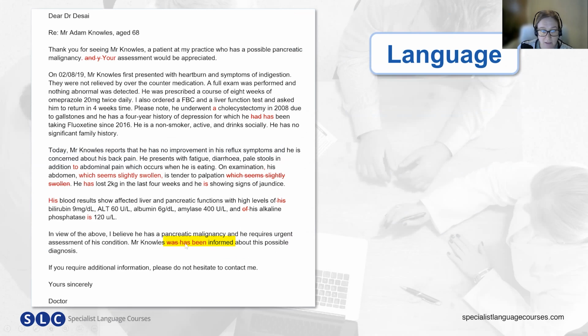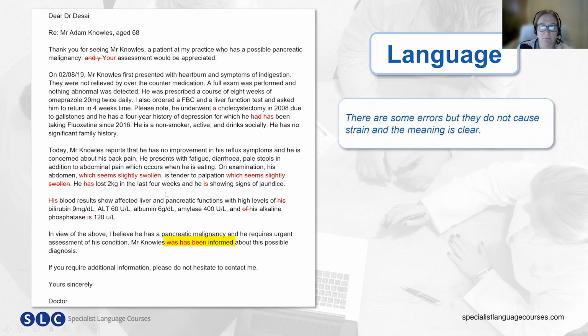Language is pretty good. There are some errors, but they don't cause any strain, and meaning is always clear. So we've got one here down the bottom: "Mr. Knowles was informed" changed to "has been." So there's a few errors with tenses. I think there was another one as well. So here are all the errors that we've got here.